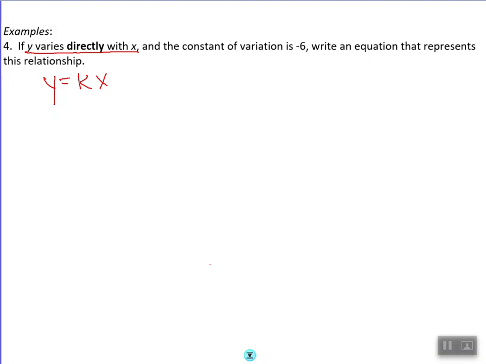Then we can keep reading. The constant of variation is -6. Remember that constant of variation is another way of saying k. So we know that k is -6. Then if we keep reading, we want to write an equation to represent this relationship. We know that we have y equals k times x. We know that k is -6. So our equation is just y equals -6x.